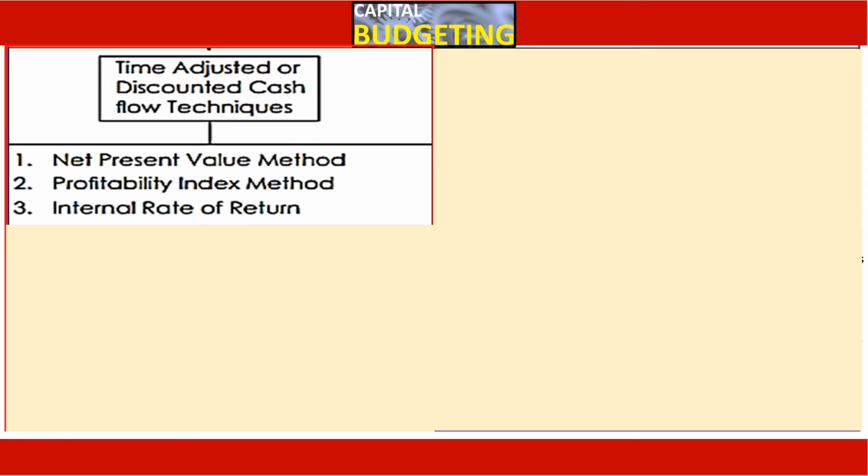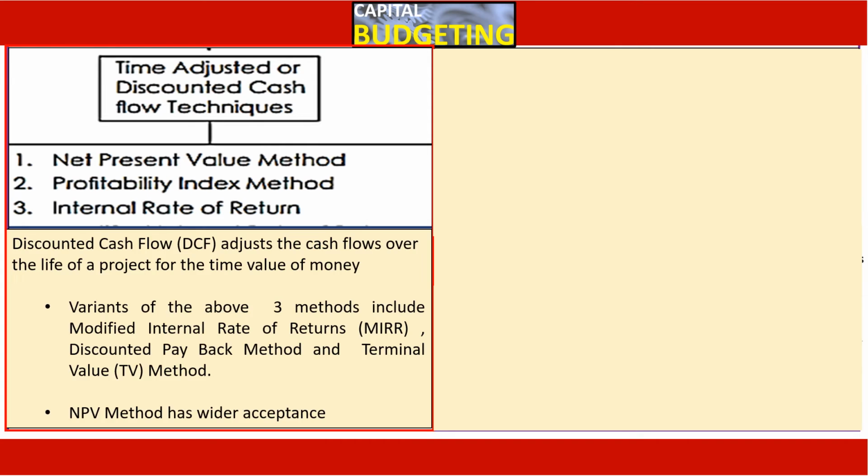Having seen the traditional method, let us get into the second system of time adjusted discounted cash flow techniques. There are three systems: net present value, profitability index method, and internal rate of return. These are the three methods under the discounted value system.